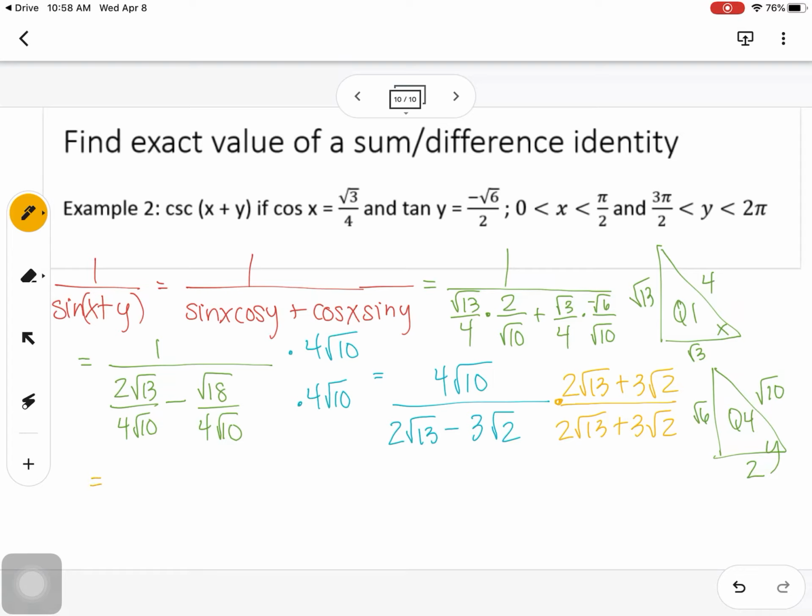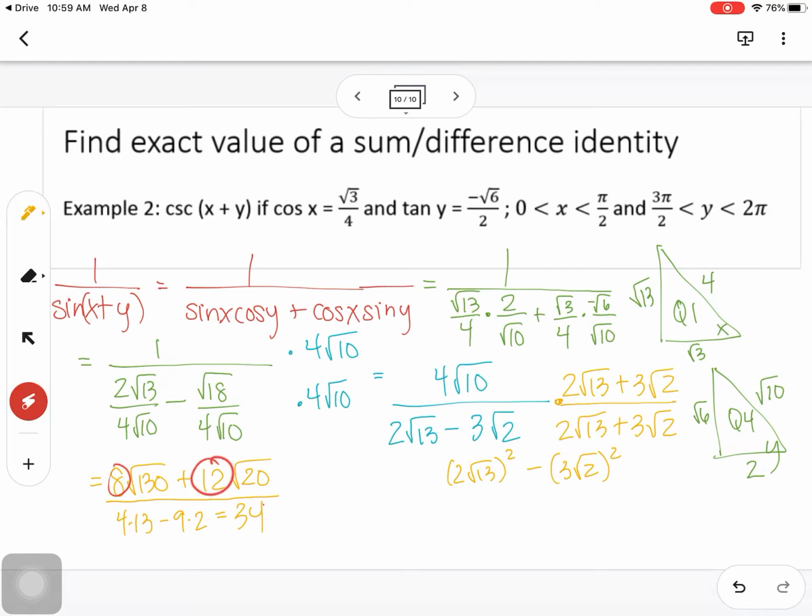But when I multiply this on top, I'm going to have 8 times the square root of 130 plus 12 times the square root of 20. At bottom, this really is where it's helpful to remember that your conjugates are forcing your difference of squares pattern. So what it will have to actually do is really do 2 root 13 squared minus 3 root 2 squared. Okay, because again, this is your difference of squares pattern. When I do that then, this ends up giving me 4 times 13 minus 9 times 2, which is 34.